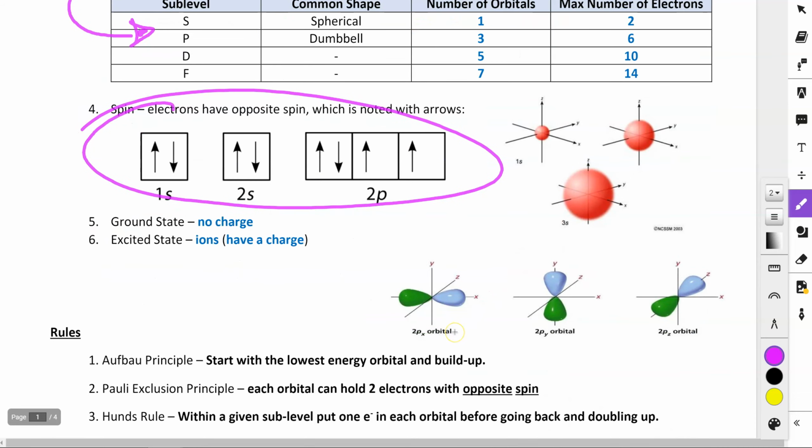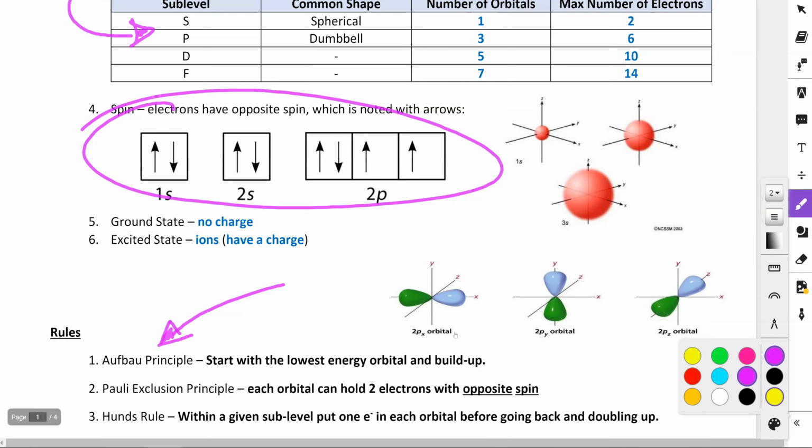Down here, you'll notice that the word ground state means normal, no charge, and excited state means that you do have a charge. And then there's some rules down here that you can read, but I'm never going to test you on these. We're just going to learn these rules as we go through the process of solving these.